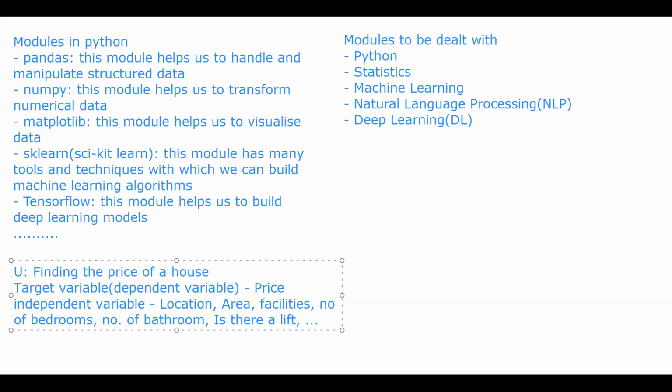If we keep on listing, there are many factors which the price of the house is dependent upon. In this particular use case, the price of the house is the target or dependent variable. The reason we call the others independent variables is that location is not dependent upon the price, but rather it's the other way. Price is dependent on location. So I can have location, area, facilities, number of bedrooms, number of bathrooms, is there a lift or not, and so on.